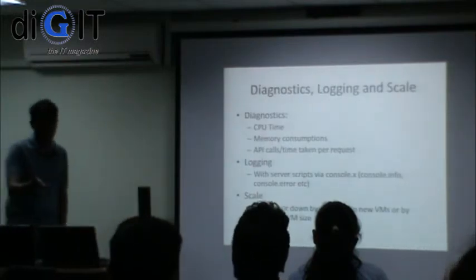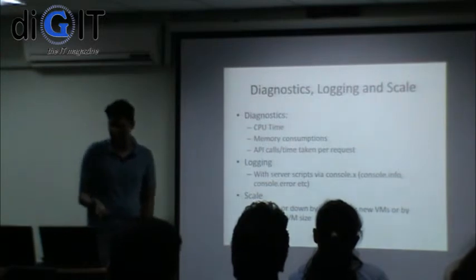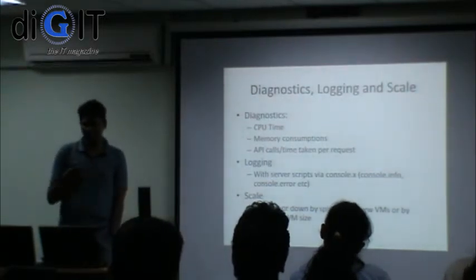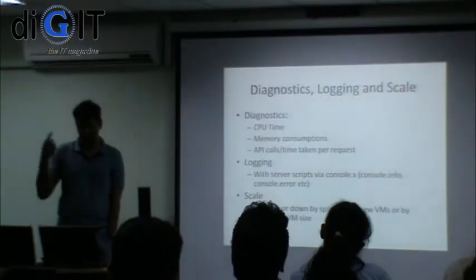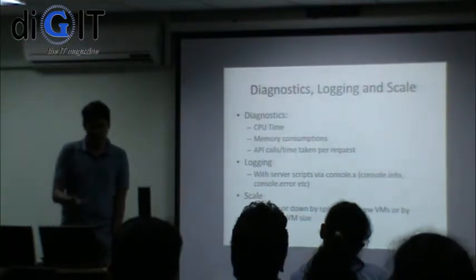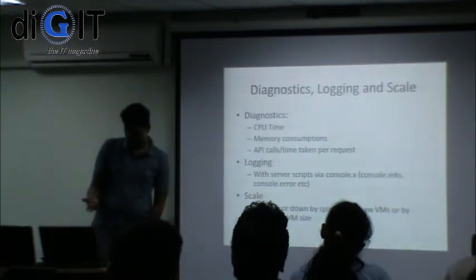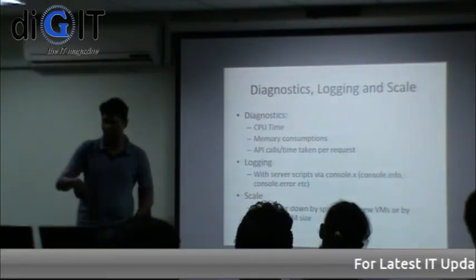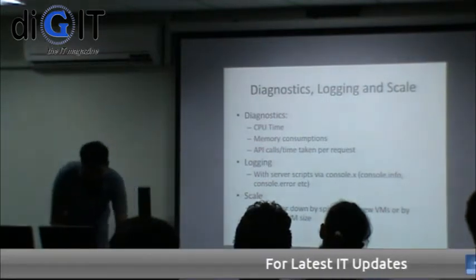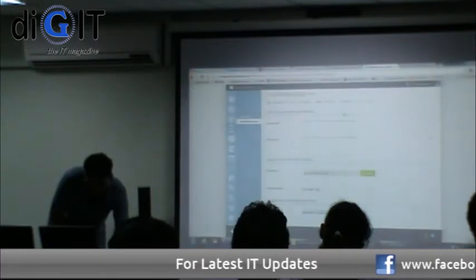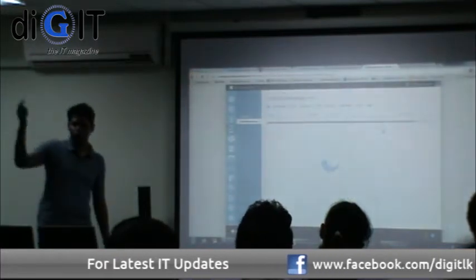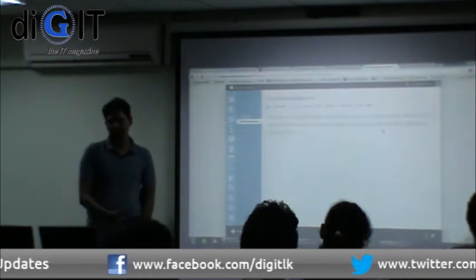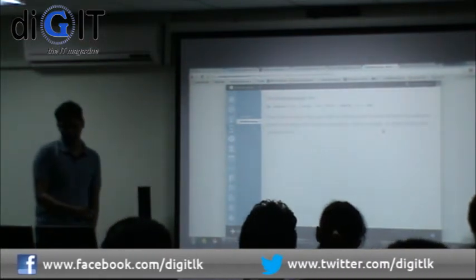The rest of it is just the services that it provides: diagnostics like CPU time, the memory consumption, the API time. We can basically benchmark stuff, how much you're getting, how many responses you're putting out. You've got logging as well. On the server side, the scripting language has console.info, console.error, and you can look at all your logs by going into logs. Anything that you output from your server-side scripts will be output here. There's a central management console for that.